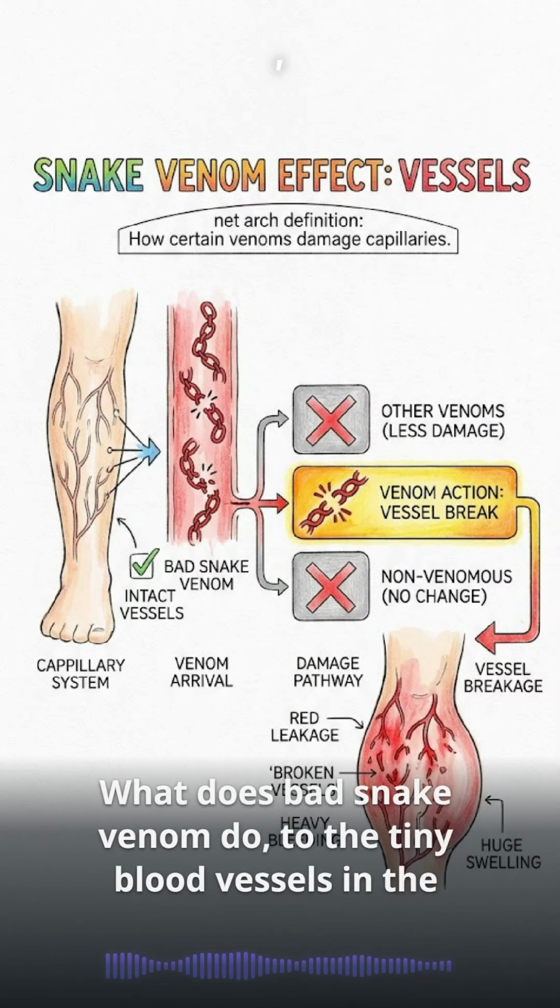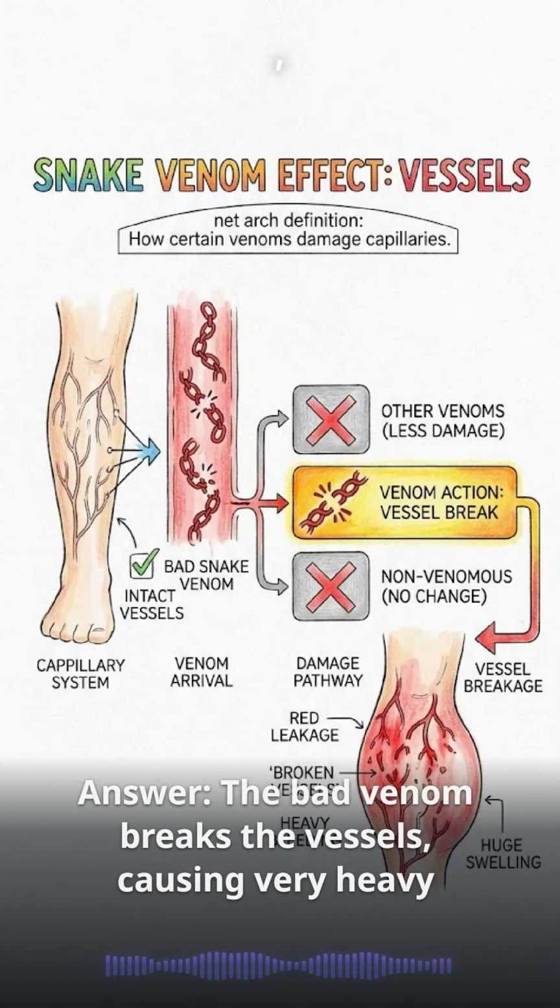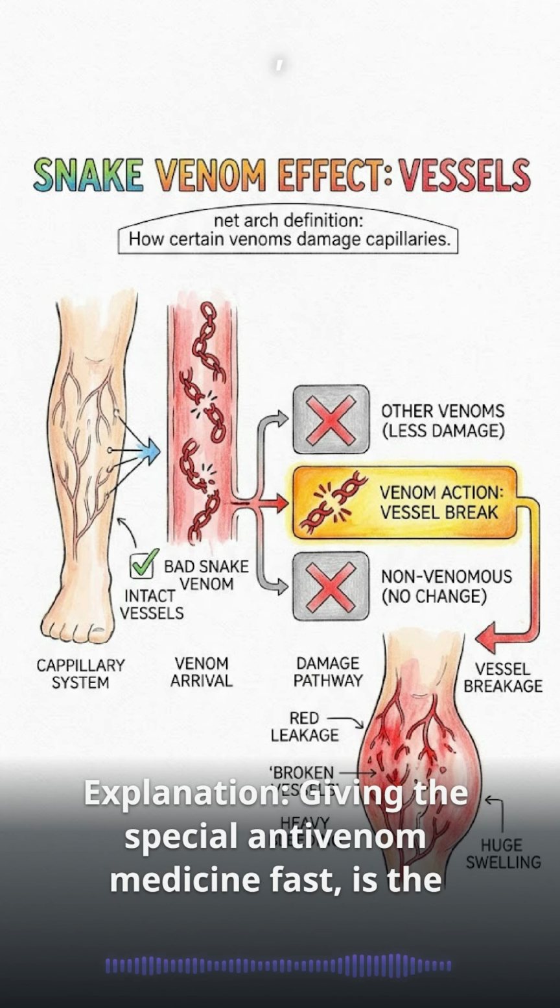106. What does bad snake venom do to the tiny blood vessels in the human leg? The bad venom breaks the vessels, causing very heavy bleeding and a huge swelling. Giving the special antivenom medicine fast is the correct way to fix this poison problem.